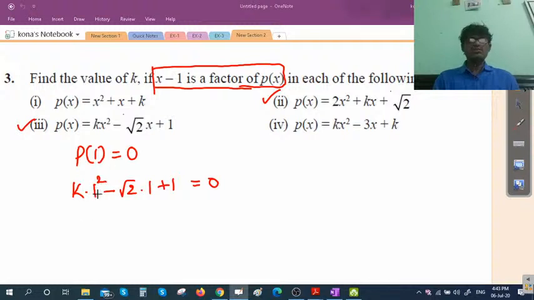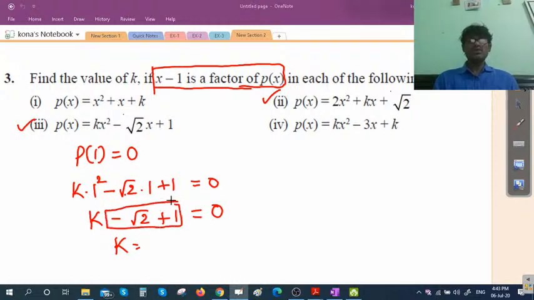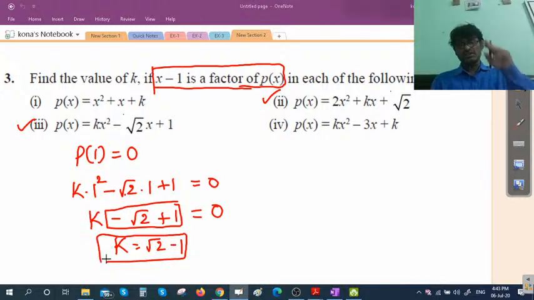1 square is 1, and k into 1 is k. Then minus root 2 into 1 is root 2. Then plus 1 is equal to 0. From that you will get k equal to, you send this minus root 2 plus 1 to the right side. You will get plus root 2 and then minus 1. So the k value is nothing but k equal to root 2 minus 1.